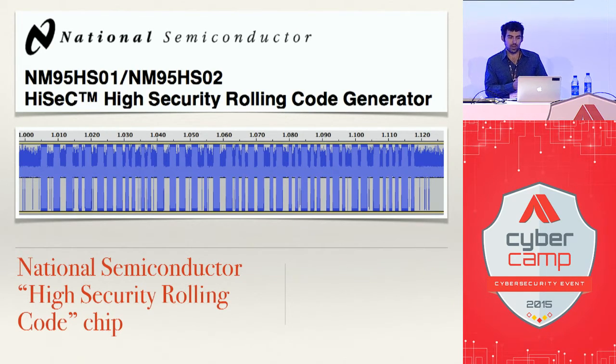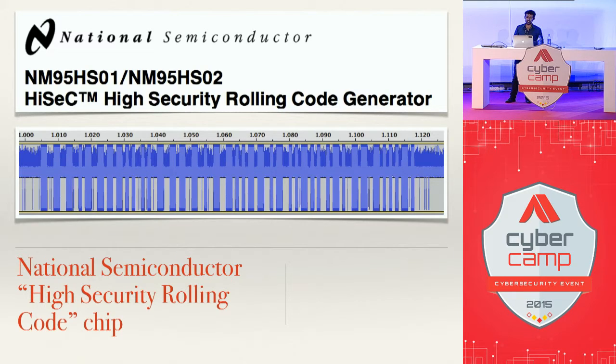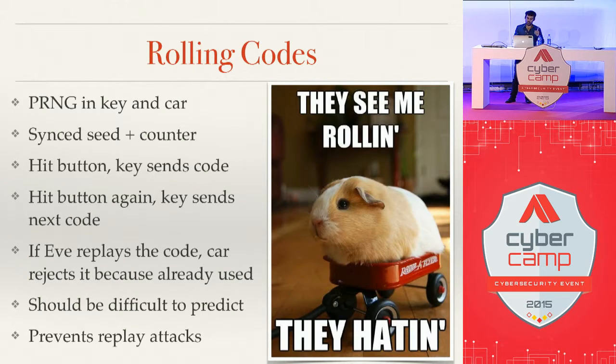Unfortunately, with cars that are using rolling codes, the code is very long, so we don't have enough time to brute force it. It would take years. Additionally, the code changes every time. So even if you're able to sniff that code once and replay it later, it will not work. The car will actually say that this code only works once.